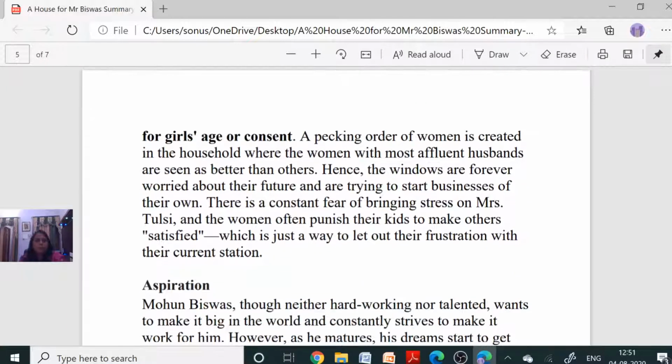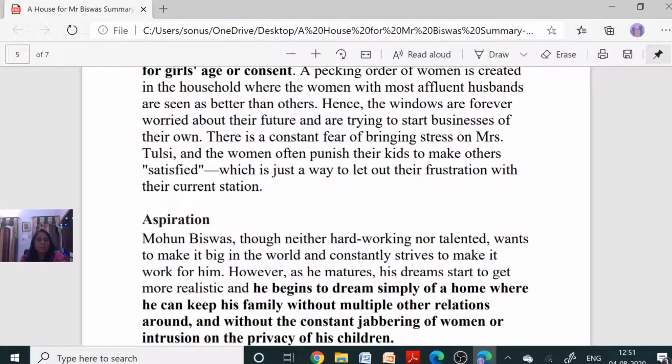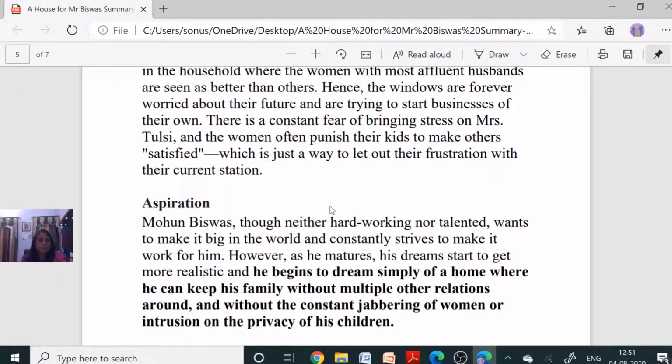You are able to see the widows, who always worry about the future, and you also see how women punish their kids and make themselves satisfied.